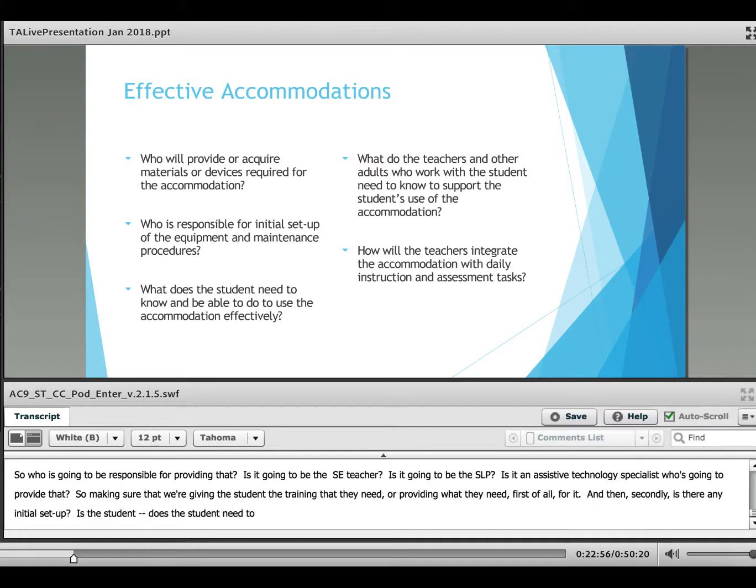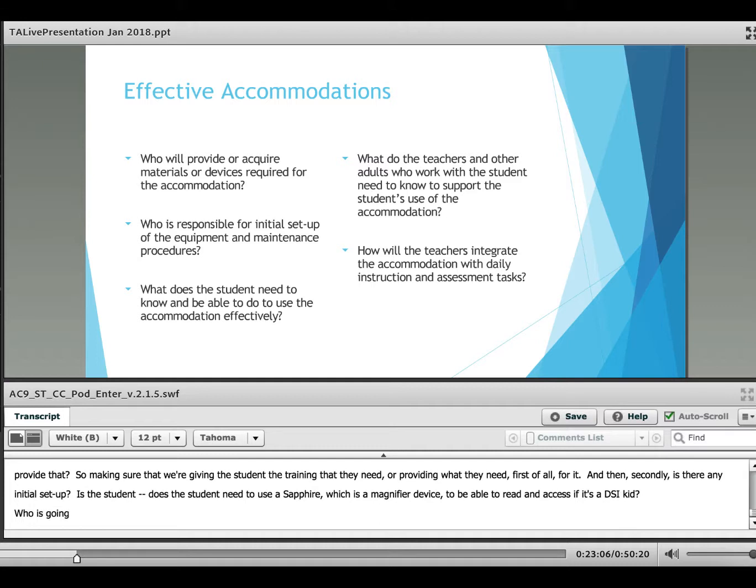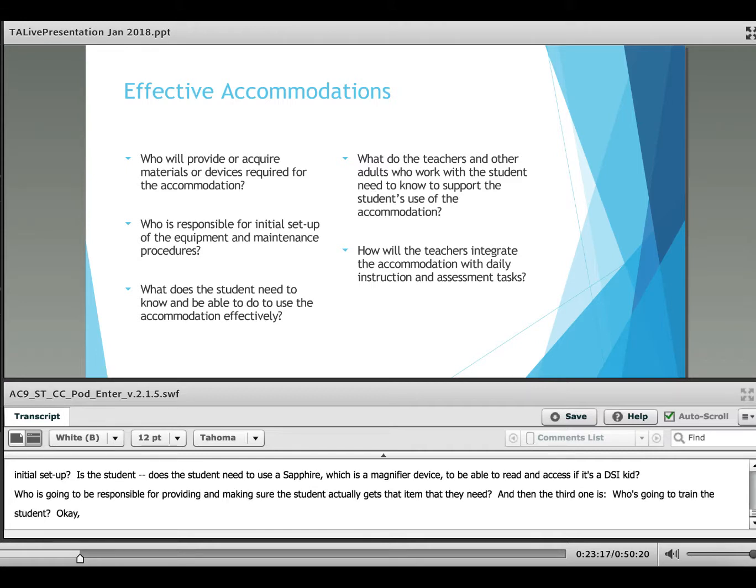Does a student need to use a Sapphire, which is a magnifier device, to be able to read and access if it's a DSI kid? Who is going to be responsible for providing and making sure the student actually gets that item that they need? And then the third one is, who's going to train this student?